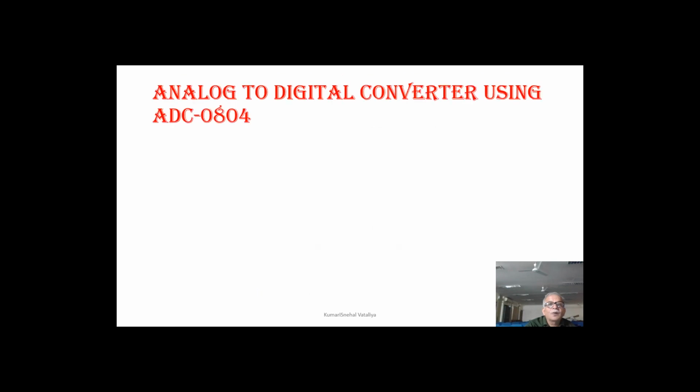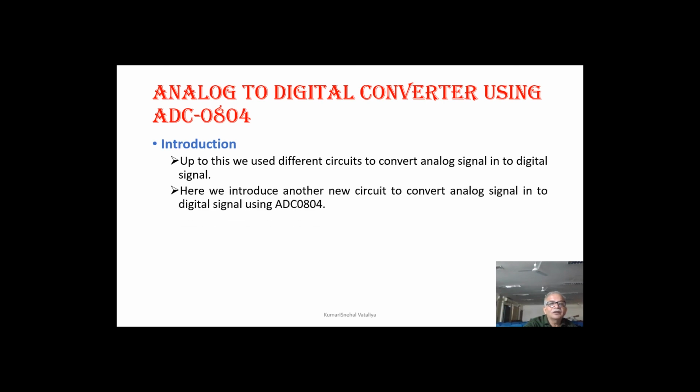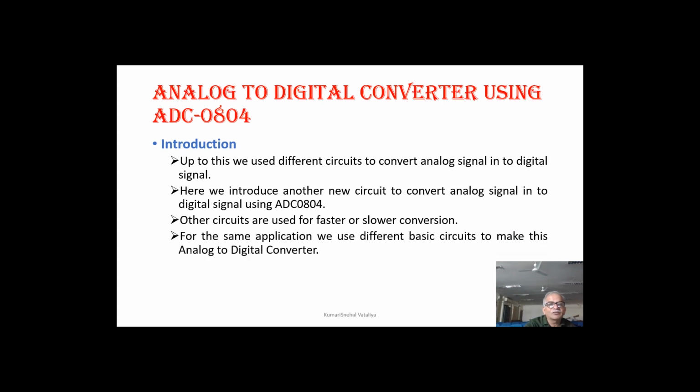Now analog to digital converter using ADC 0808. Up to this we used different circuits to convert analog signal into digital. Here we introduce another new circuit to convert analog signal into digital using ADC 0808. Other circuits are used for faster or slower conversion. For the same application, we use different basic circuits to make this analog to digital converter.